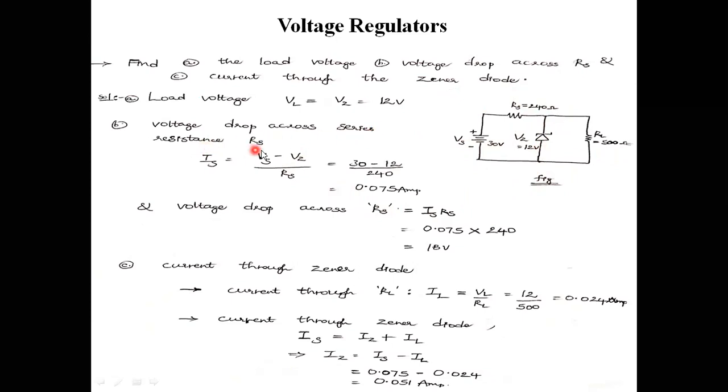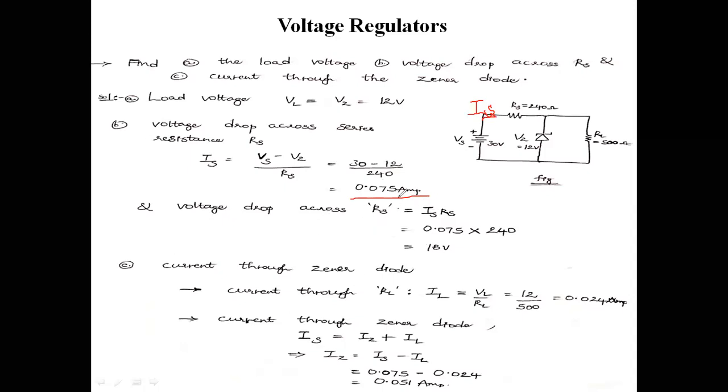The voltage drop across the series resistance is given by IS. The first value we need to calculate is IS. We know this formula: IS is given by Vs minus Vz by Rs. We know the Vs value, Rs value and Vz value. Substituting those values, I can obtain the flow of current, that is 0.075 amperes.